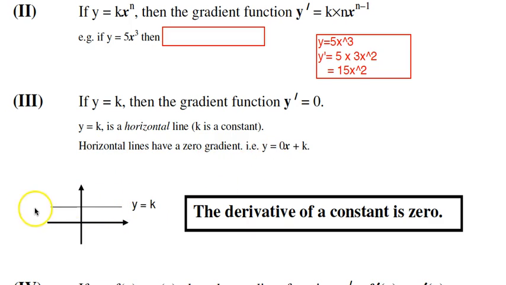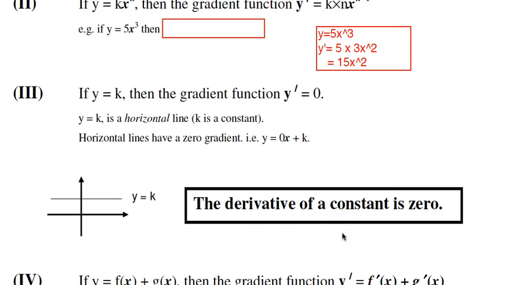If I asked you to give me the equation of this line, you could write it as y equals 0x. Remember, all straight lines are y equals mx plus b. The gradient of this line is 0, so it's y equals 0x plus b. So the gradient of that line is 0. So if your original function is y equals k, a constant, then y dash is 0. So the derivative of a constant is 0.